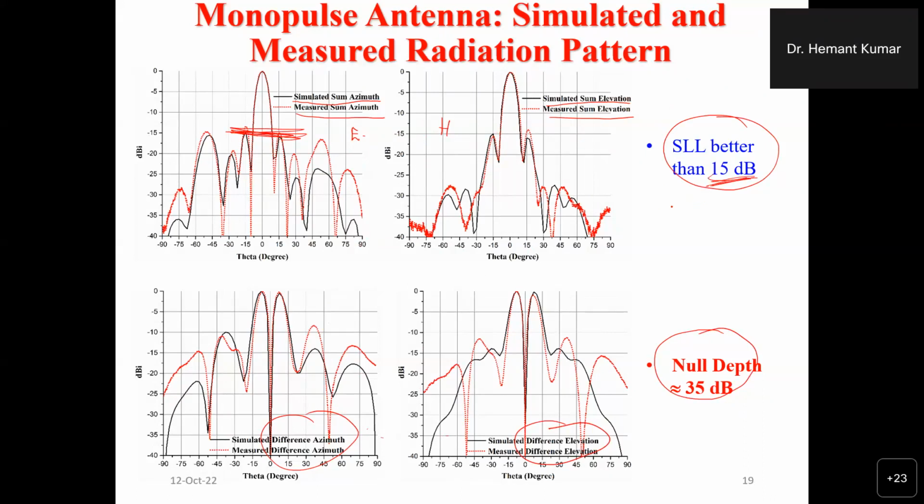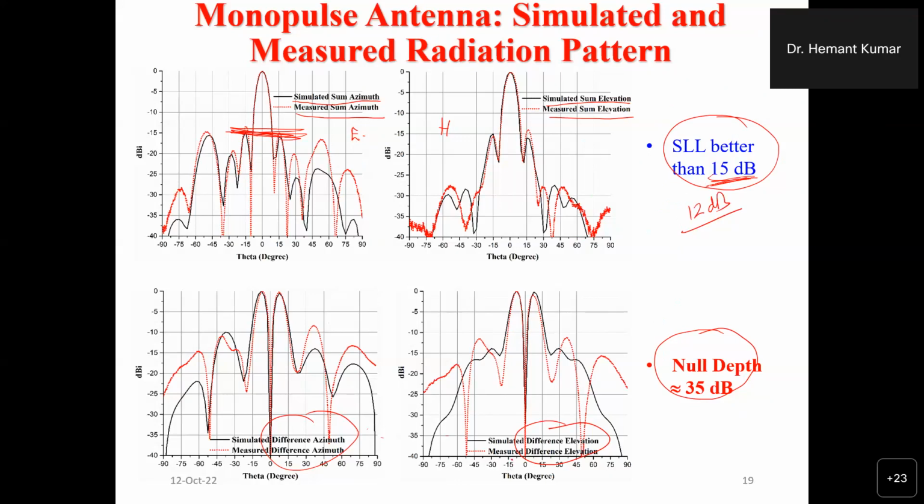And this is because we have added a few elements at the end in series. Because of the series elements, we are getting 15 dB. If you don't add those elements, then you will get approximately 12 dB SLL. But we have added them, so we are getting a better side lobe level.